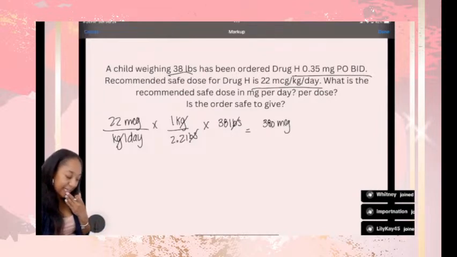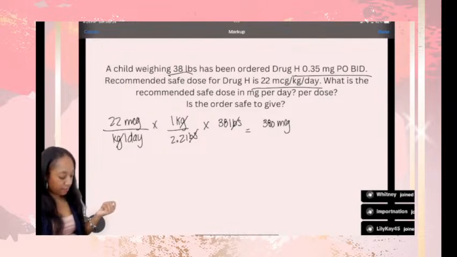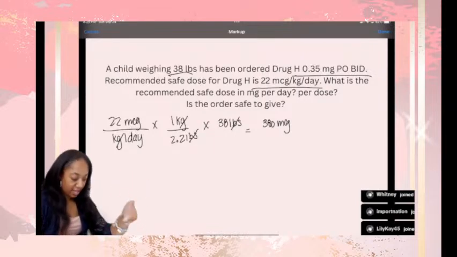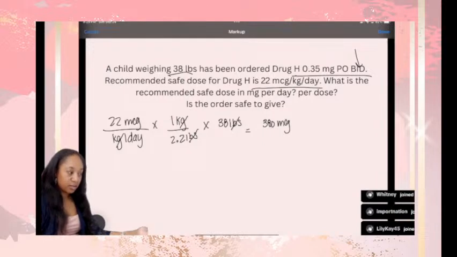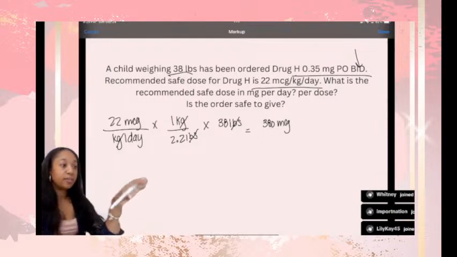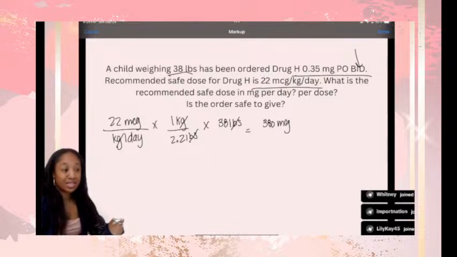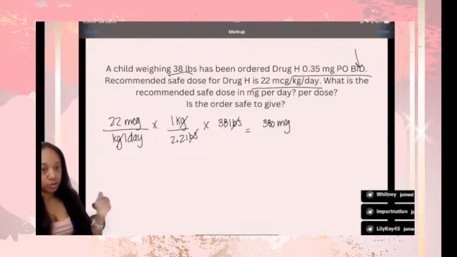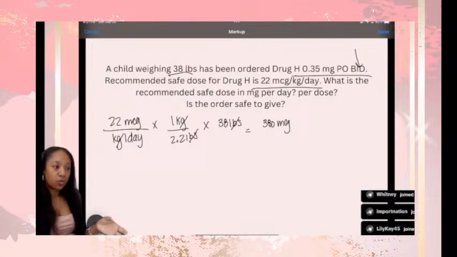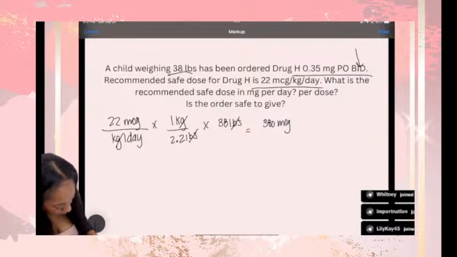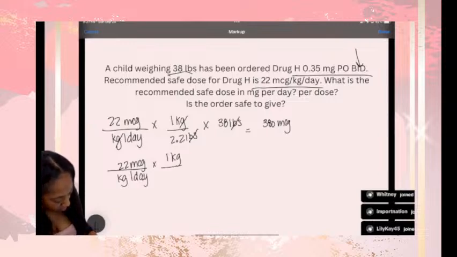Then it says, what is the safe dose? So per dose is saying twice a day. Remember, we have BID, twice a day. So you can either set it up in dimensional analysis, or you can get to the end and divide it by half. That's totally up to you, whichever way is more comfortable. But I will show you how to put it in dimensional analysis form, since we are trying to get more comfortable with dimensional analysis. So 22 micrograms per kilogram per day. That's your order. We got our weight.